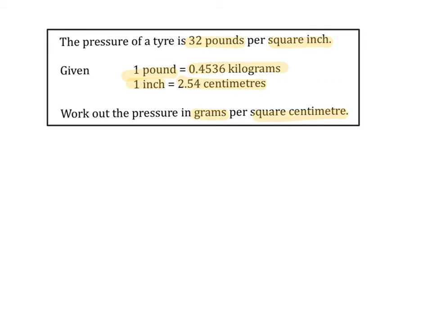So we've got 32 pounds is 1 inch squared. And that's because it says square inch. So I can't actually convert that into centimetres at the moment because I need to figure out, well, how many inches squared are there in centimetres squared. So let's just have a look at this.